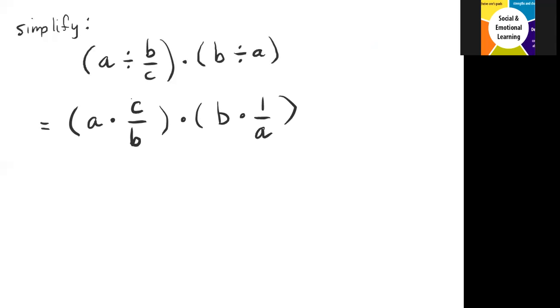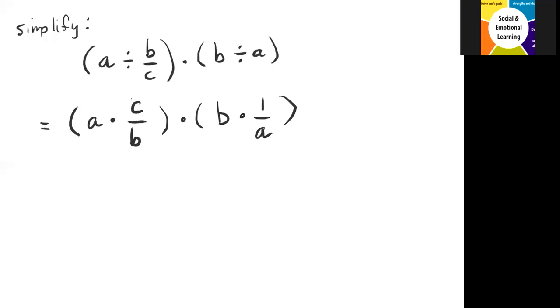There we go. So we've converted all the multiplications to divisions and changed what we were dividing by to the reciprocal of that. Now we have a bunch of multiplications which are easier to deal with because we can use the commutative and associative properties. So what is A times C over B? Let's try simplifying this stuff now.